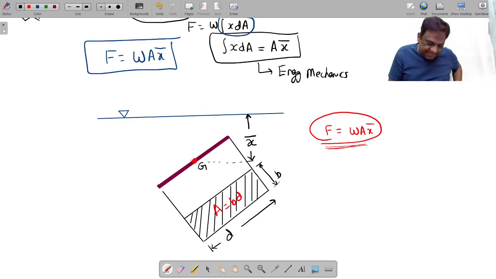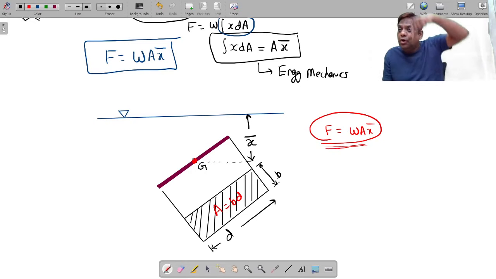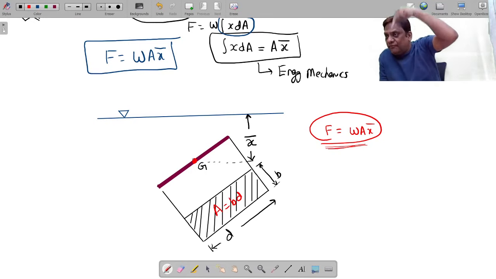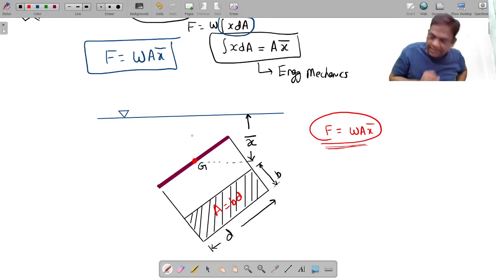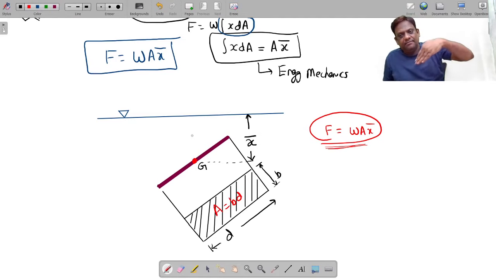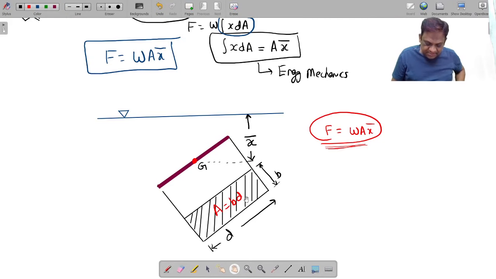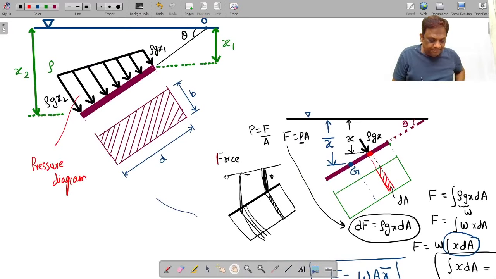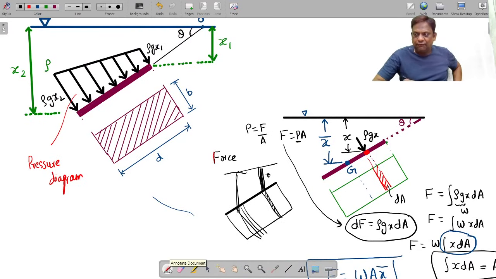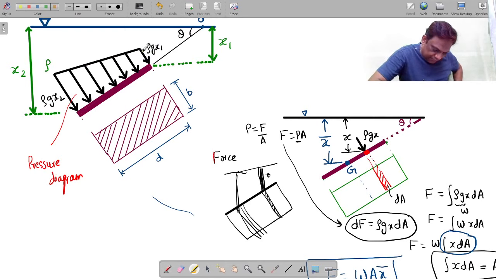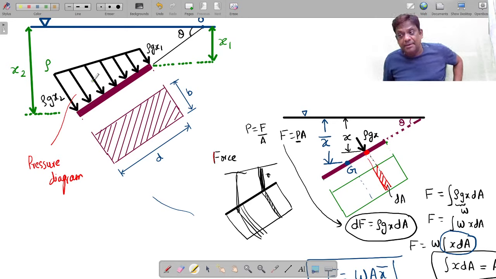I never said it is acting at the CG. From the center of gravity, the weight of that object will act. But the force here is coming due to the fluid, and that is due to pressure. Observe why the force is coming: listen, all of you, that force is coming due to pressure. Whatever force we have calculated, it is coming due to pressure.